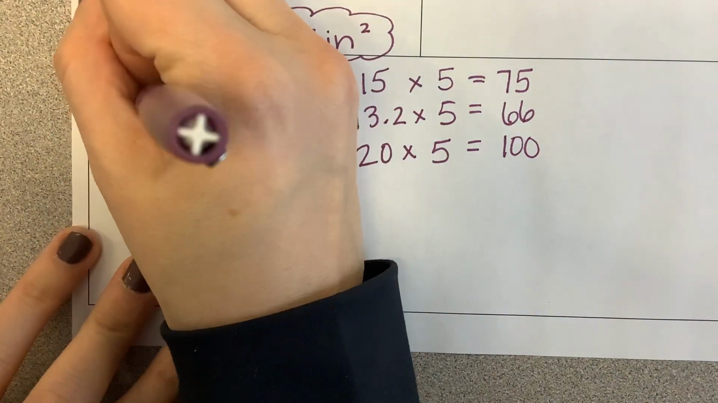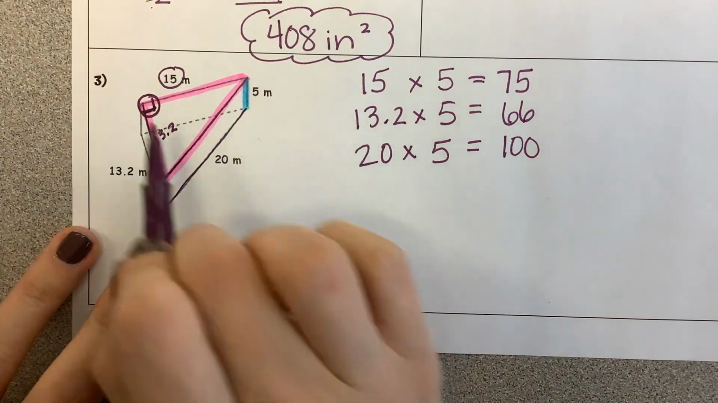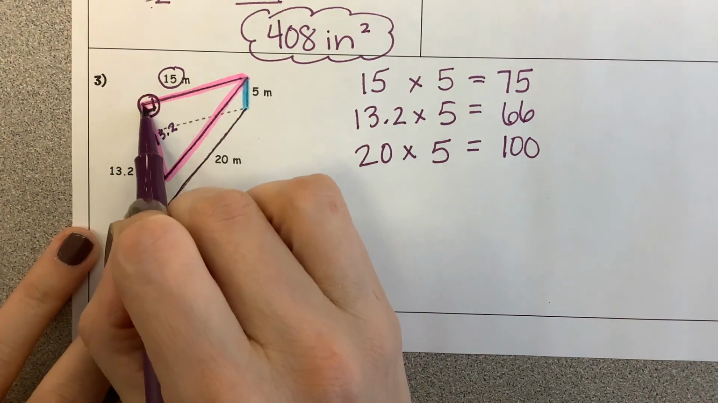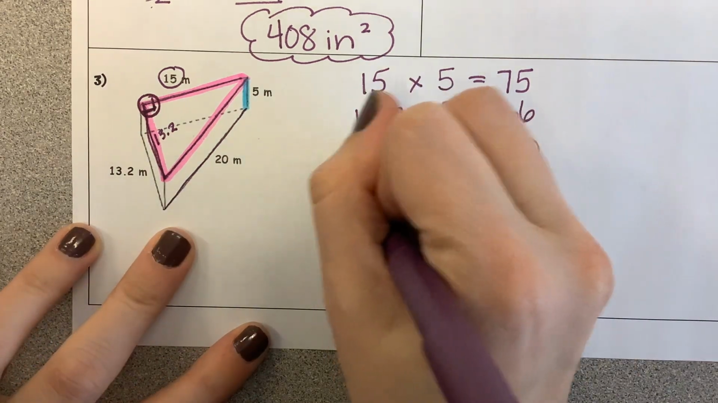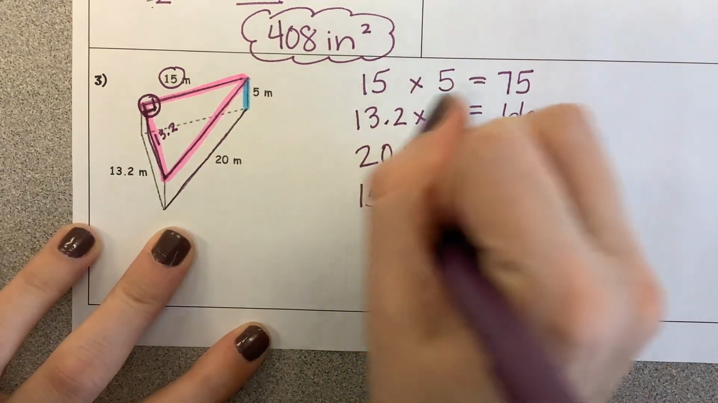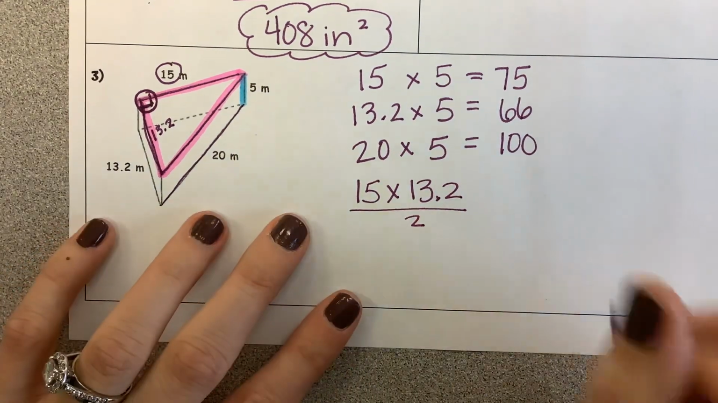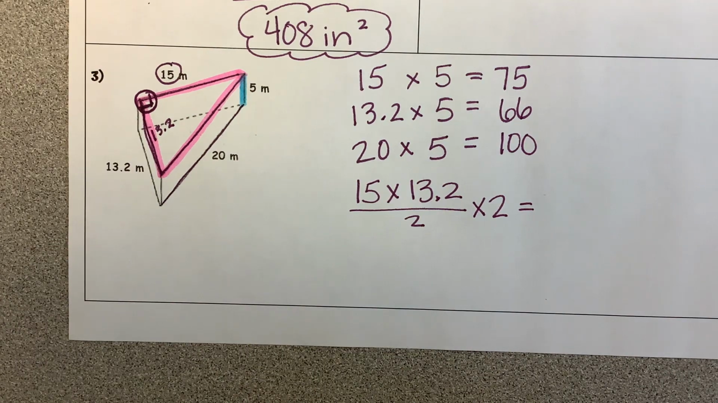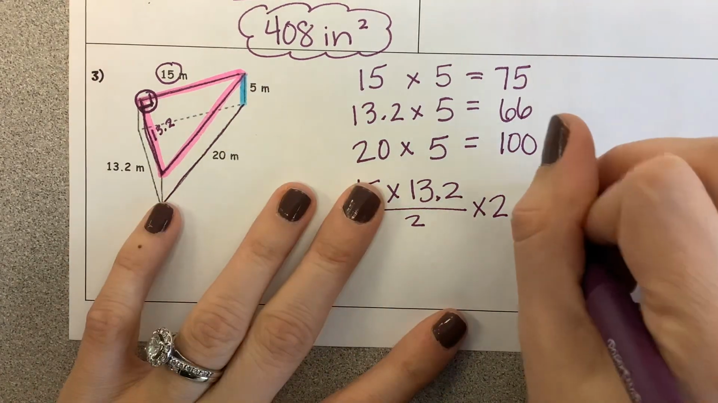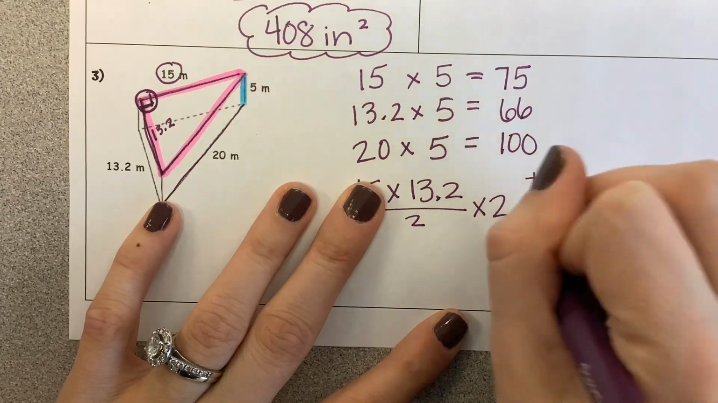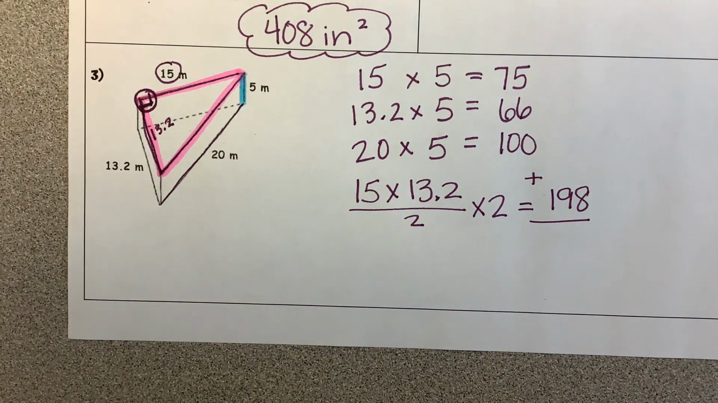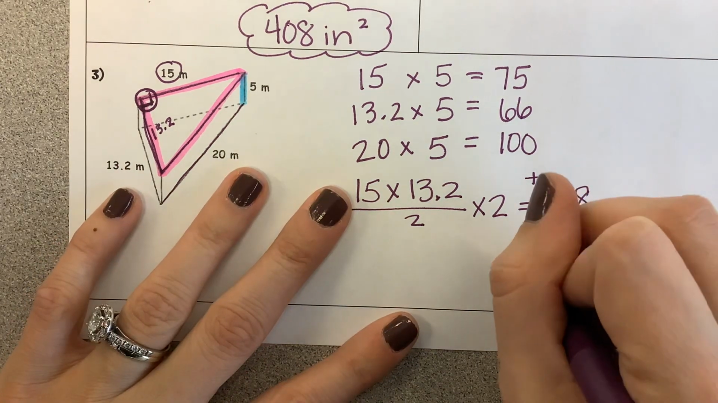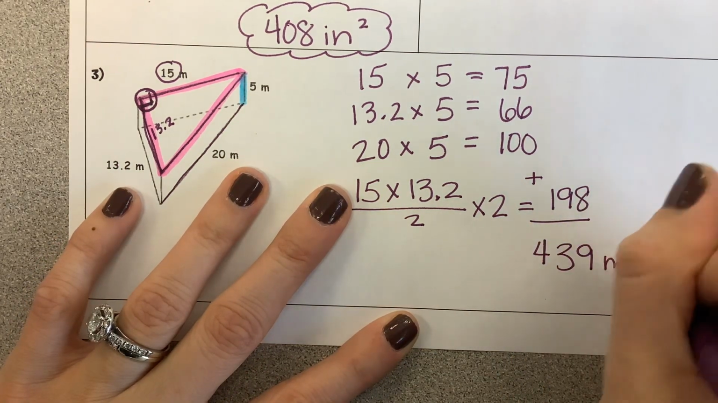Then for our base, I see the 90-degree symbol right here. That's connecting our side of 15 and our side of 13.2. So for our base, it's 15 times 13.2 divided by 2 to tell you one triangle, multiplying by 2 because there's 2 triangles, which is going to give you an area of 198. And now we add that all together. 75 plus 66 plus 100 plus 198 gives us 439 meters squared.